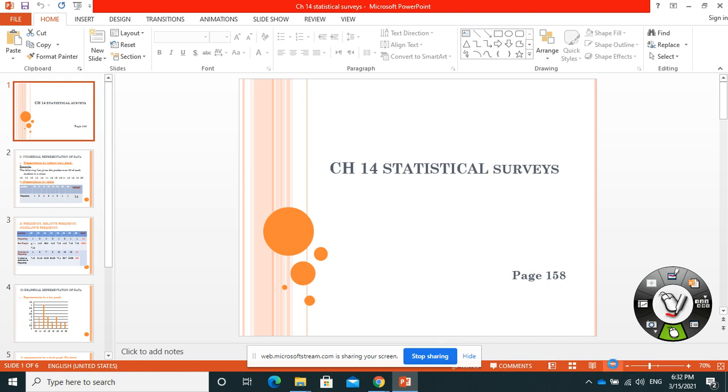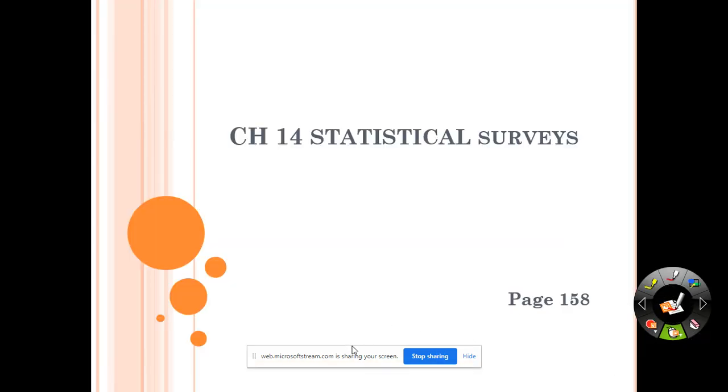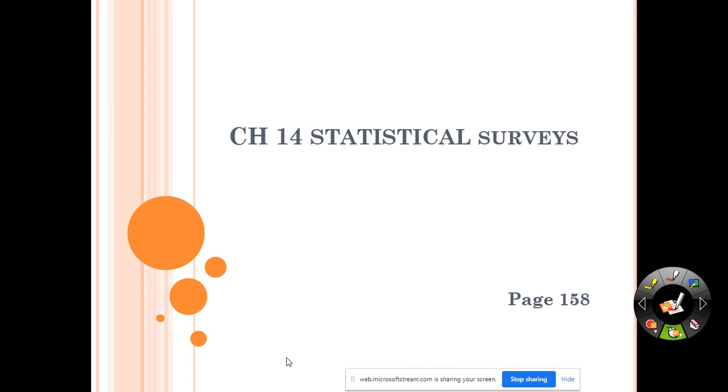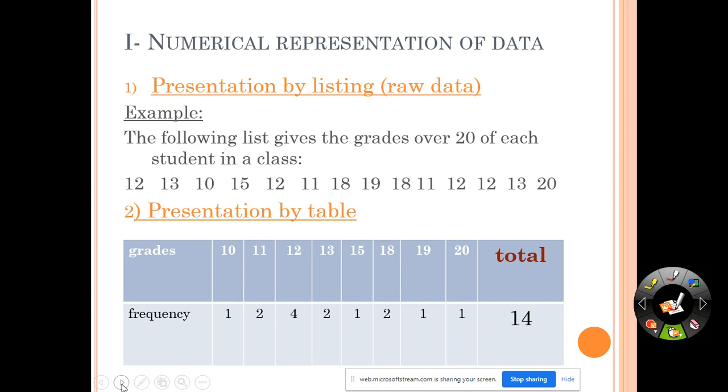So we're going to start a new chapter. It's statistical survey, or what we call statistics. It's very, very easy. I will explain this chapter with an example, and then when we do the exercises in the book, you're going to feel that it's really easy. So I will start with the first part.